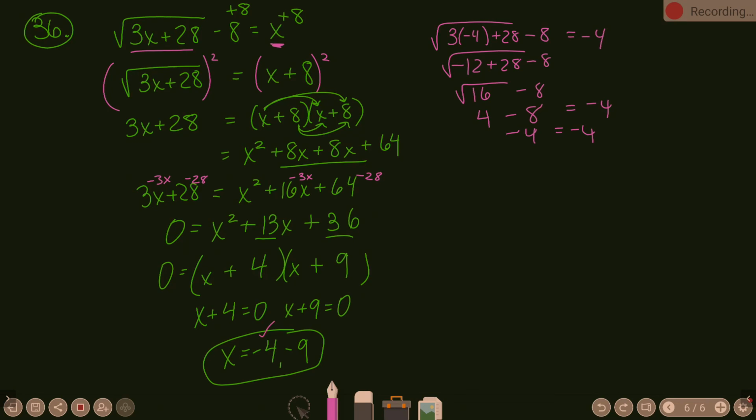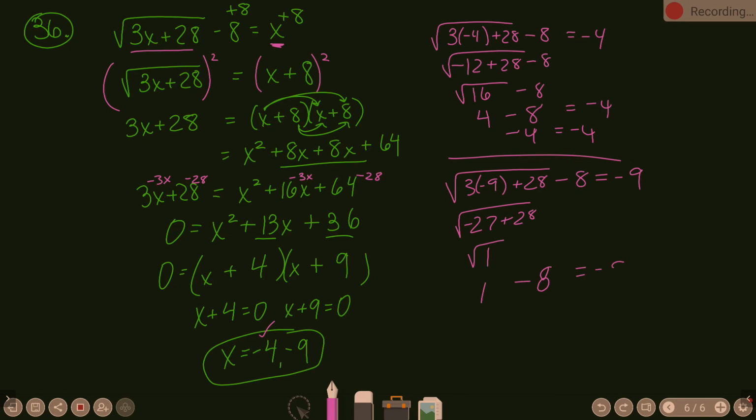I would also check -9 to be safe. Square root of 3 times -9 plus 28 minus 8 equals -9. -27 plus 28 under the radical is going to be the square root of 1. Square root of 1 is 1. And we have 1 minus 8. 1 minus 8 is -7. Does -7 equal -9? It does not. So -9 does not work there.